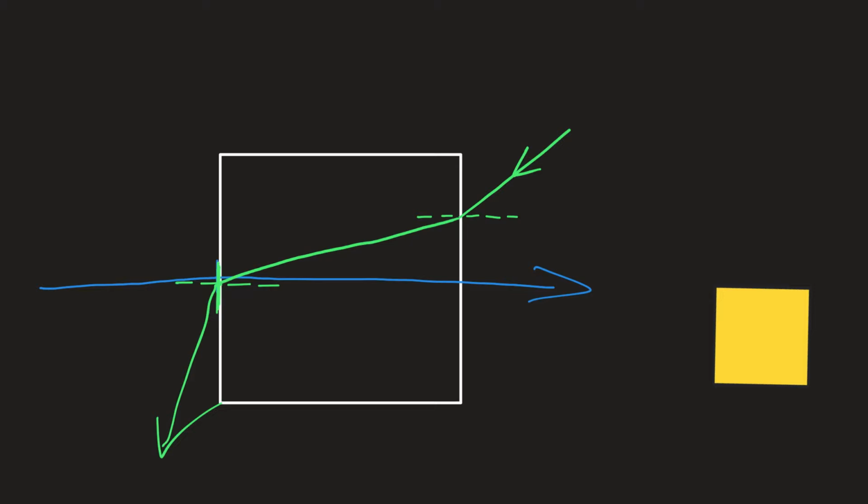When you have your green light ray, it goes into the shape, it's going to go towards the normal line. I'm just drawing arrows to show you it's bending towards the normal line. And when it comes out, it's going to go faster, and it's going to bend away from the normal line.